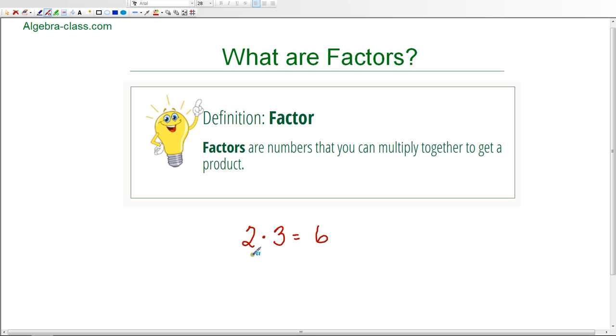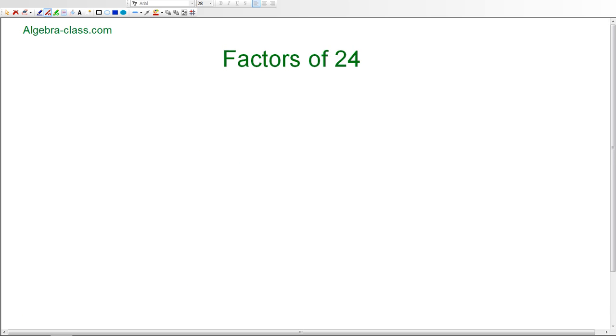In this example, 2 and 3 are considered factors because they're the numbers that we're multiplying together to get our answer of 6. The answer to a multiplication problem is called the product. So the two numbers that you multiply together are called the factors, and the answer is called the product. Let's take a look at an example of how we can figure out the factors for a particular number.